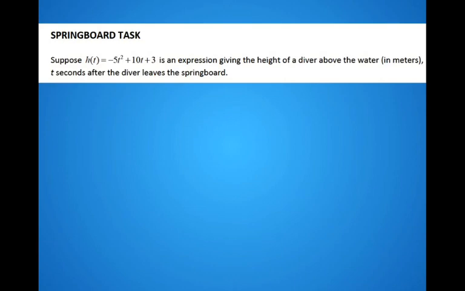Okay, let's look at the task. This is a very good task. So we have a particular function, and this is the function that we're going to utilize for all of these questions. It's h of t equals negative 5t squared plus 10t plus 3, and that gives the height of a diver diving off a diving board at any time t.